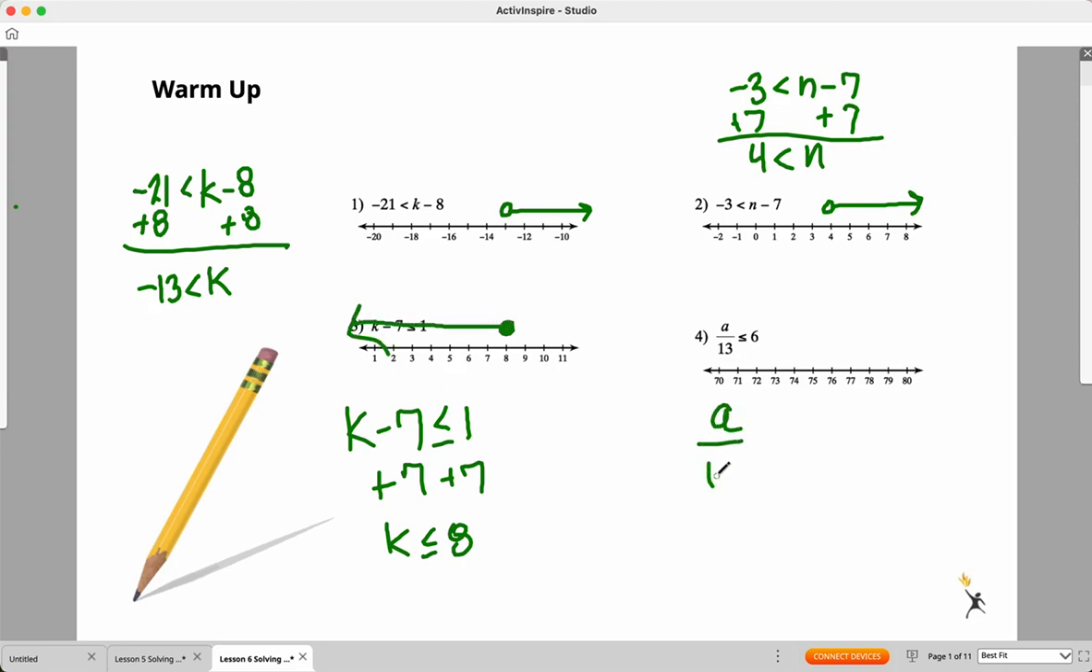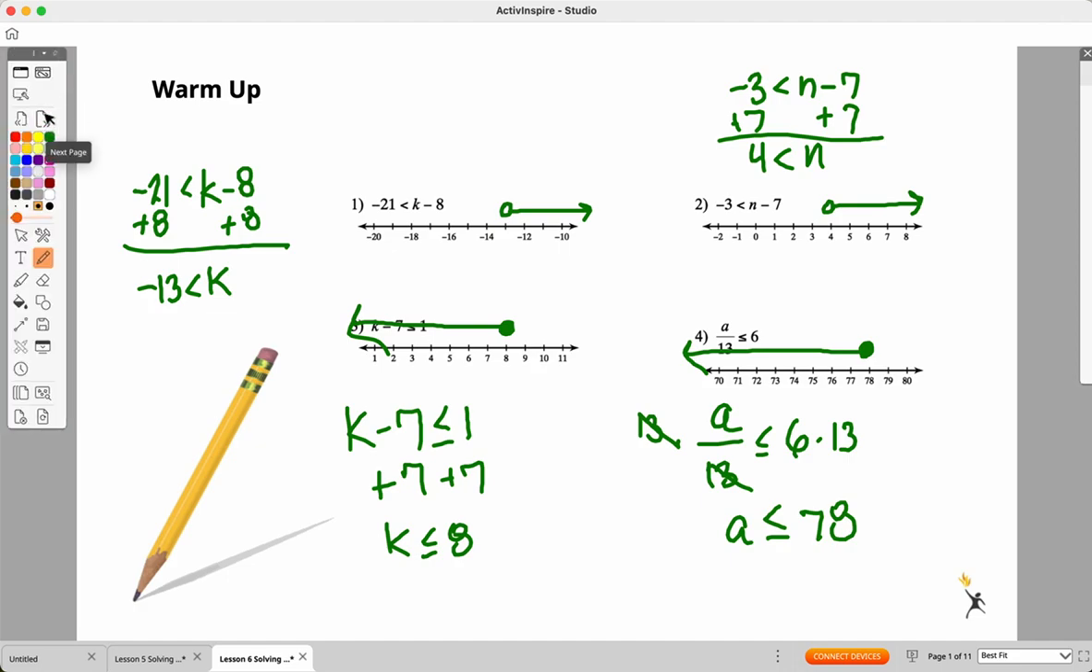And then we have a over 13 is less than or equal to 6. How do we get rid of it? We multiply it by 13. You're right. So we multiply it by 13, we get a is less than or equal to 78. So we have, again, our closed circle going towards the left.